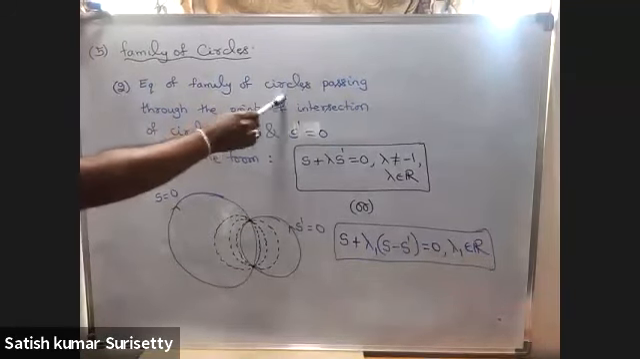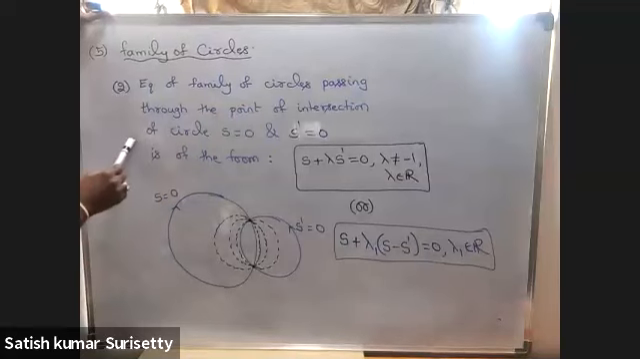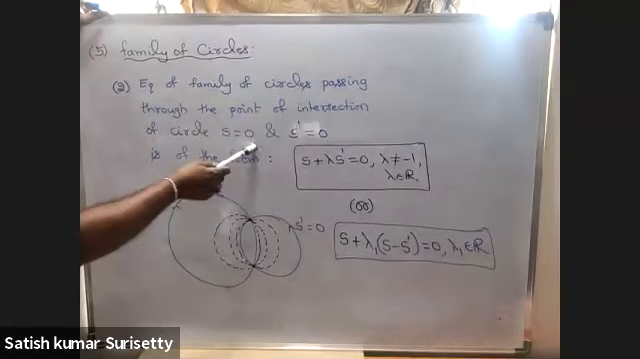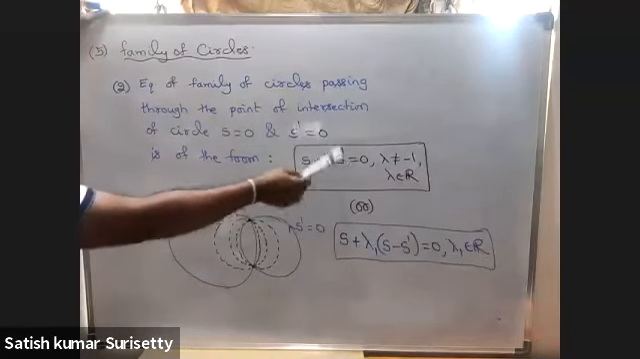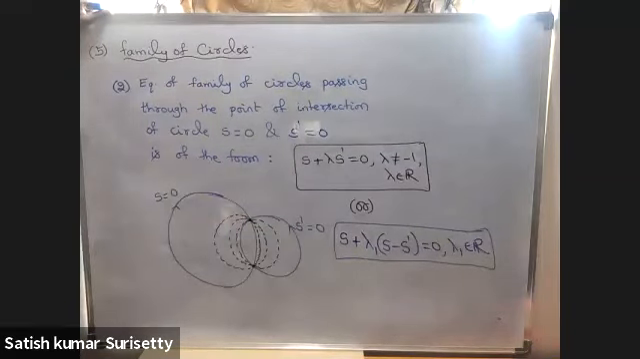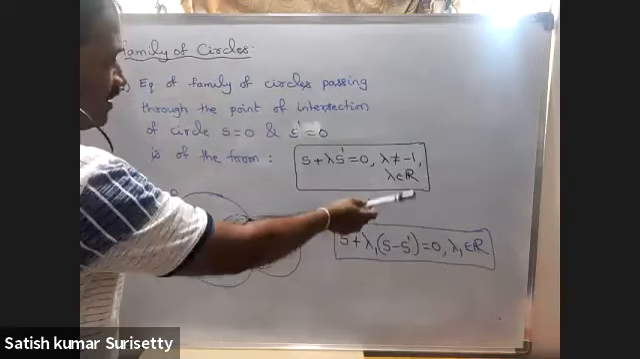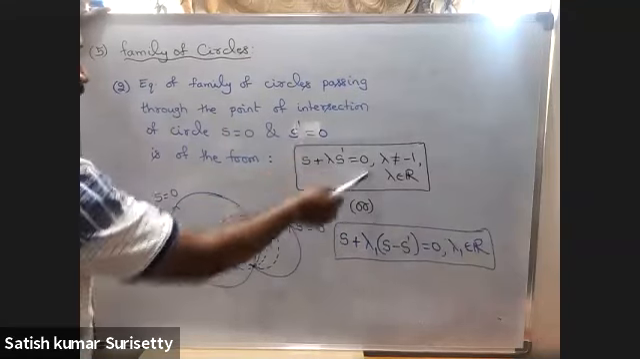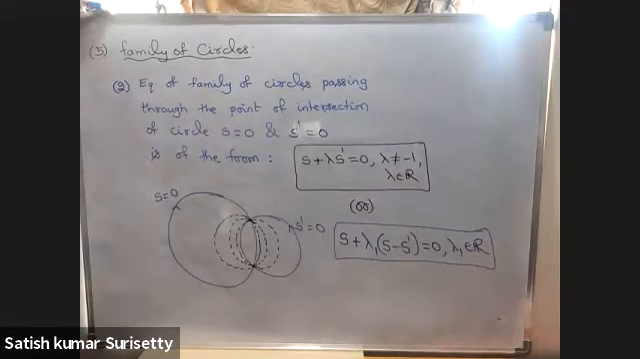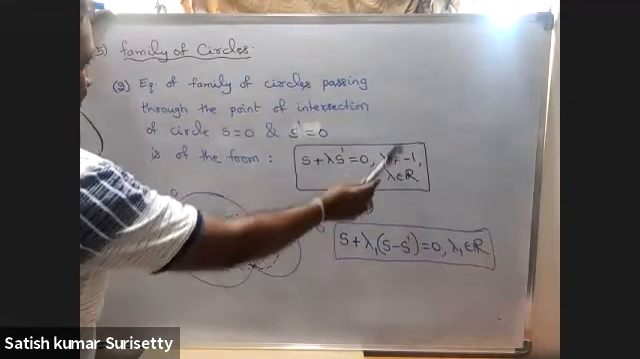Equation of family of circles passing through the point of intersection of two circles S equal to 0 and S dash equal to 0 is of this form: S plus lambda S dash equal to 0, where lambda not equal to -1 and lambda is a real number. If lambda equal to -1, it becomes a common chord equation. It cannot be a circle. That's why we have to eliminate the -1 value only.